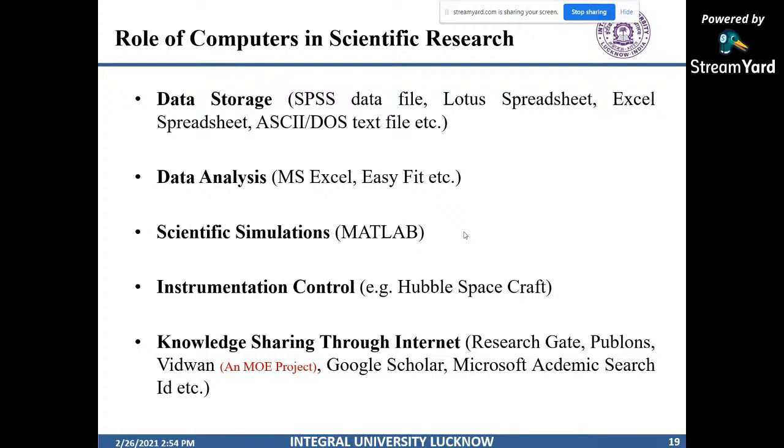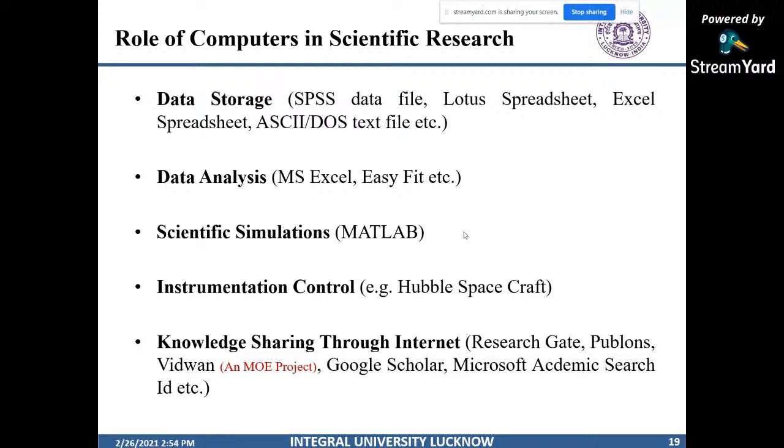You can request the full text. He or she will definitely send it to you, in a private way or a public way. These are very good platforms to share your research and your knowledge through the internet. Google Scholar plays a very important role in research.